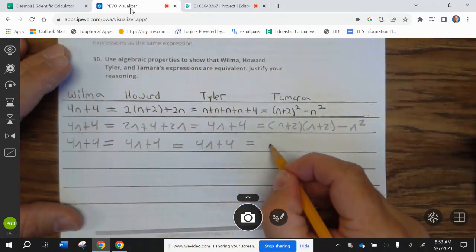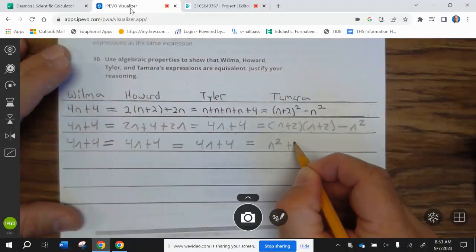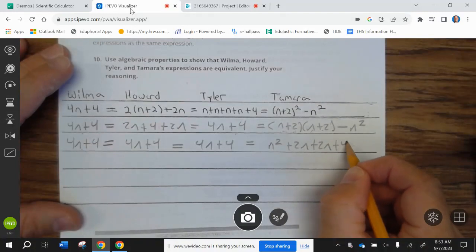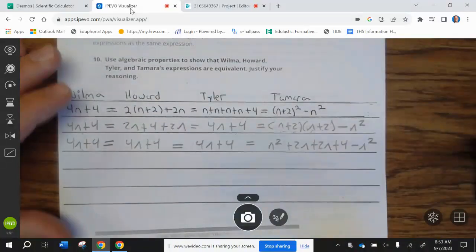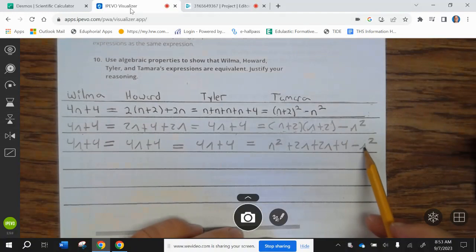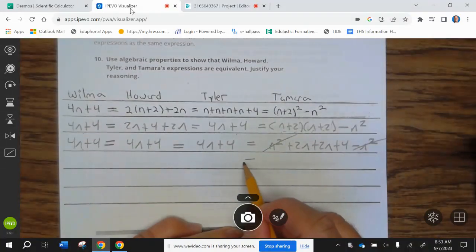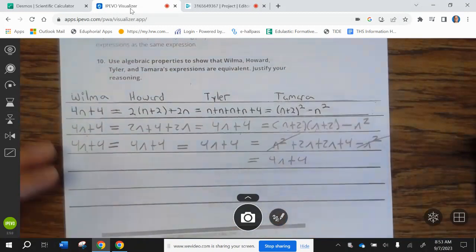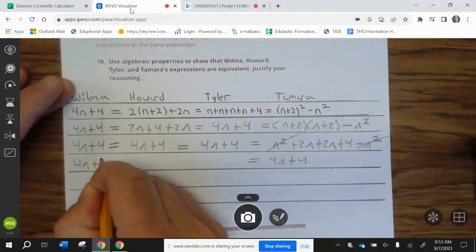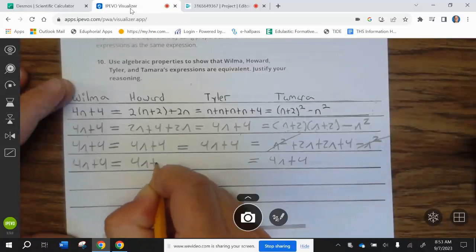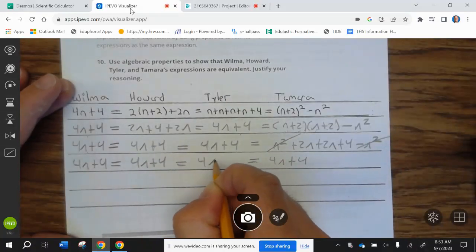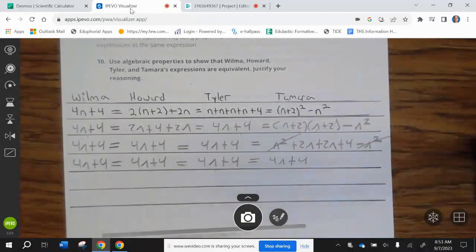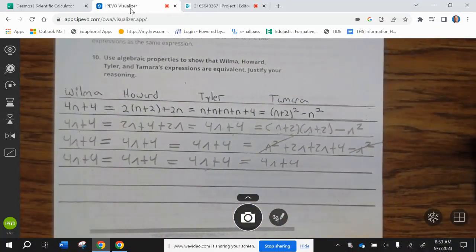So n times n is n squared. n times 2 is plus 2n. 2 times n is plus 2n. 2 times 2 is plus 4 minus n squared. Well, n squared minus n squared cancels. You get 2n plus 2n is 4n plus 4. So Wilma's is 4n plus 4. Howard's is 4n plus 4. Tyler's is 4n plus 4. And Tamara's is 4n plus 4. So they are all equivalent. All right, go ahead and finish that up.